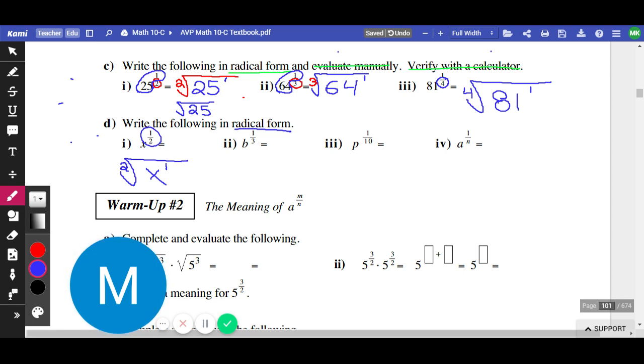I have b to the power of 1 divided by 3. I need a radical form, so I write my radical sign. The index, the little number that goes here in front of the radical sign, is the bottom number, so it's a 3. And then the b to the power of 1 is the rest. For the next one, change it to radical form. I do my radical sign. The bottom number of the fraction is the index. The rest of the power goes underneath.